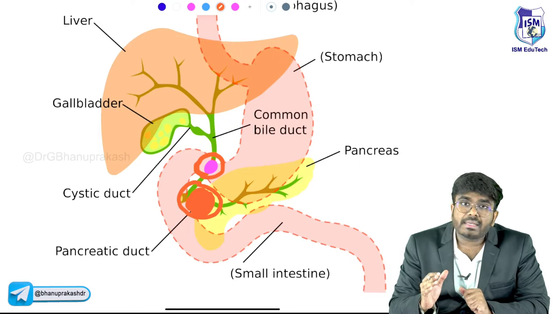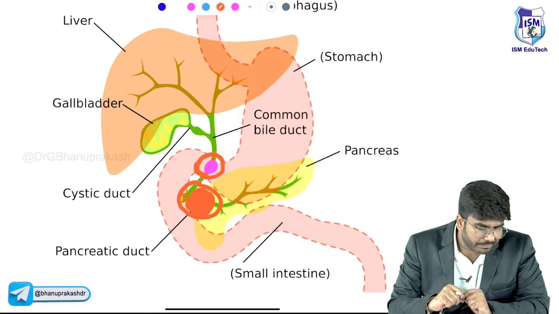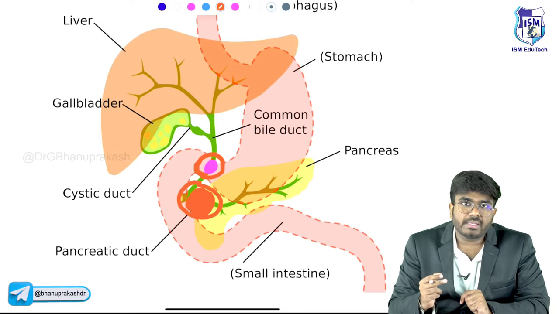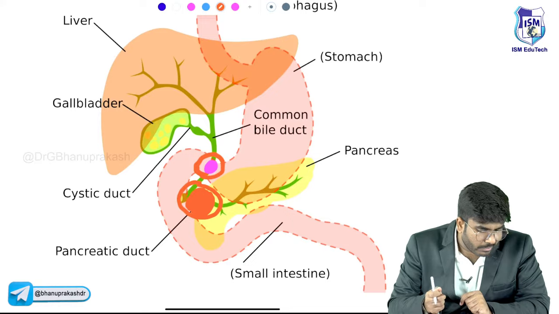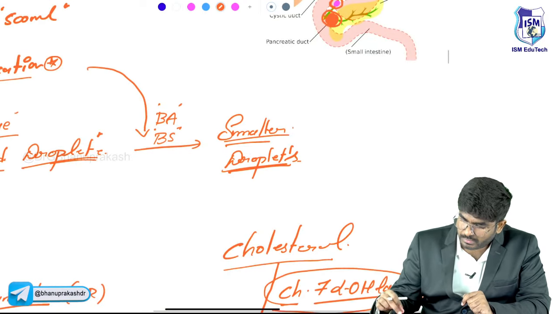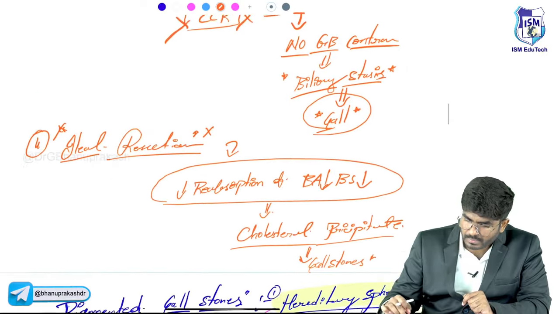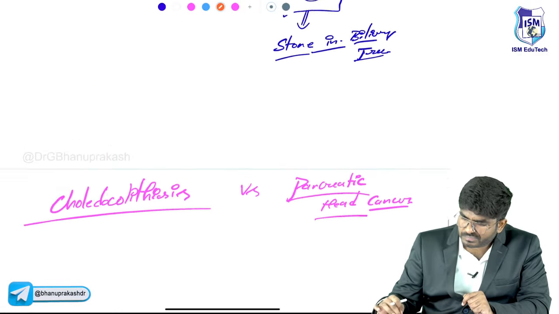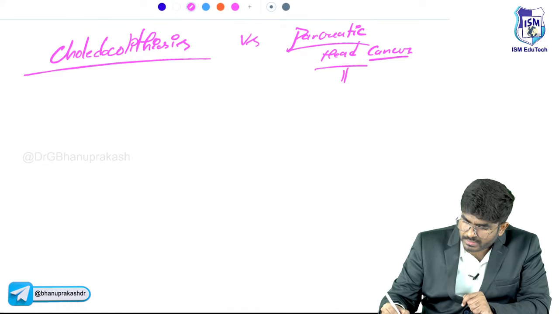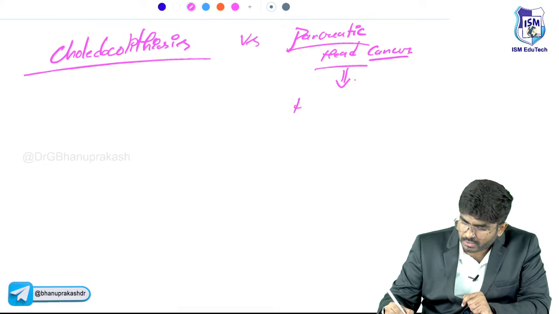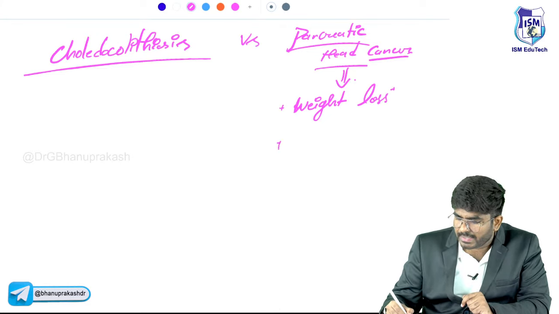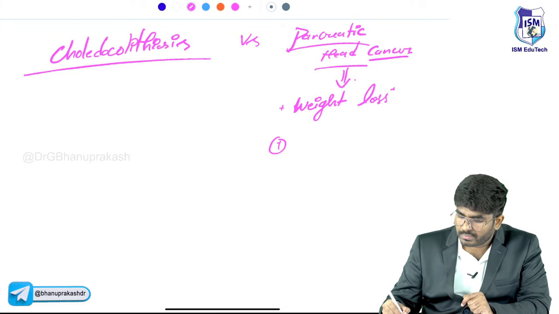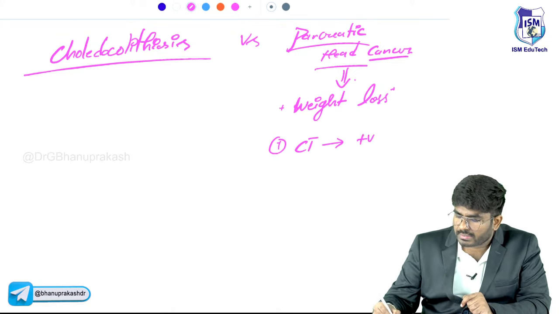If it is pancreatic cancer, usually the patient is going to have weight loss, if they mention the symptoms. Let me write here. In pancreatic head cancer, the patient is going to have weight loss. And whenever you do the CT, it is going to be very clear that there is cancer in the pancreas.